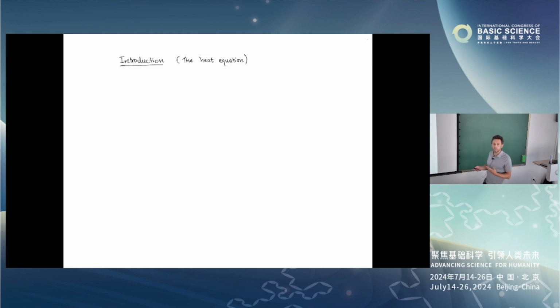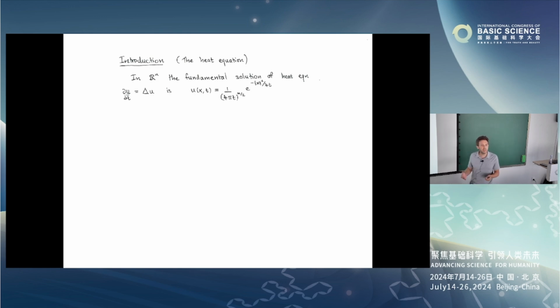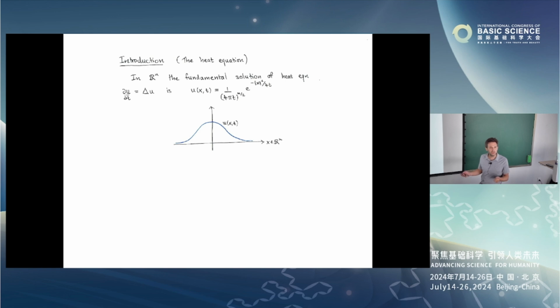And as I said, I want to talk about the heat equation, which is something that I think we're all familiar with. So in R^n, the fundamental solution of the heat equation, so heat equation du/dt is Laplacian of u, is given by this formula: u(x,t) is 1 over (4 pi t) to the n over 2, and then e to the minus x squared over 4t. So for any fixed t, so take t equals 1, it's just e to the minus x squared, essentially. You get this Gaussian distribution. This is supposed to represent the temperature.